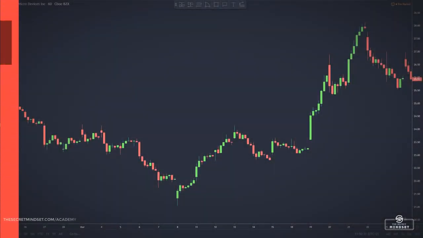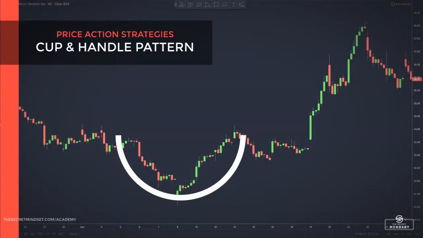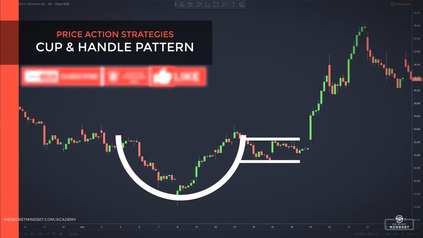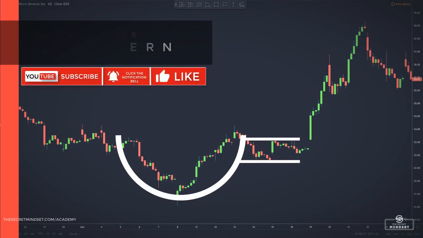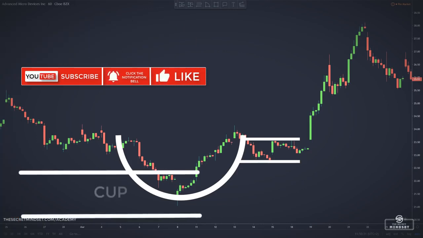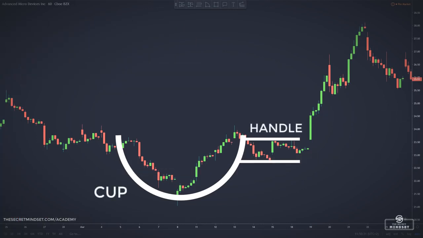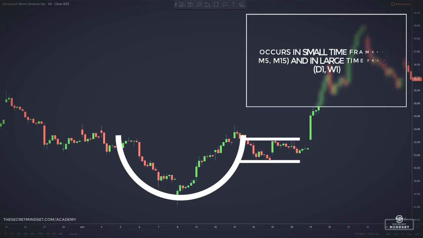Cup and handle pattern is one of the most reliable patterns that generates strong and high probability trade setups. This pattern looks exactly as it's named. It looks like a cup and its handle when you look at it from the side. The cup and handle pattern occurs in both small time frames like the 1-minute chart and in large time frames like the daily, weekly and monthly charts.